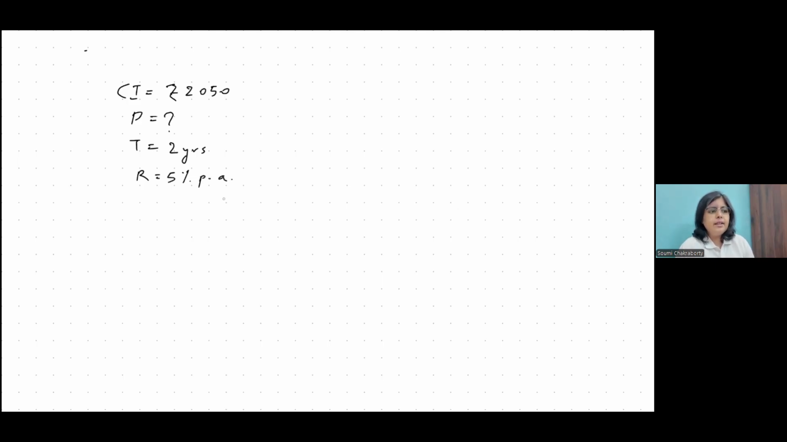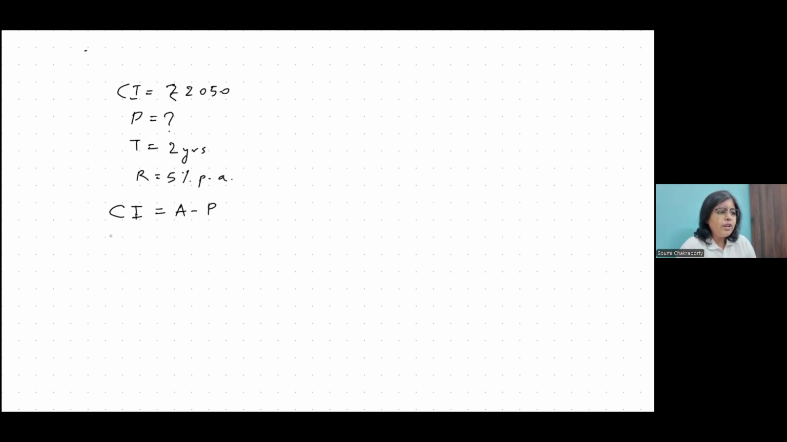Since we have the value of CI, what is the relationship that we can establish between CI and principal? Do not think about a formula. Always try to think what relationship we can establish between the known and the unknown parameters in the question. So when we have to find out CI, if we know amount and principal, we subtract principal from amount and we get the value of CI. The value of compound interest is given to us.